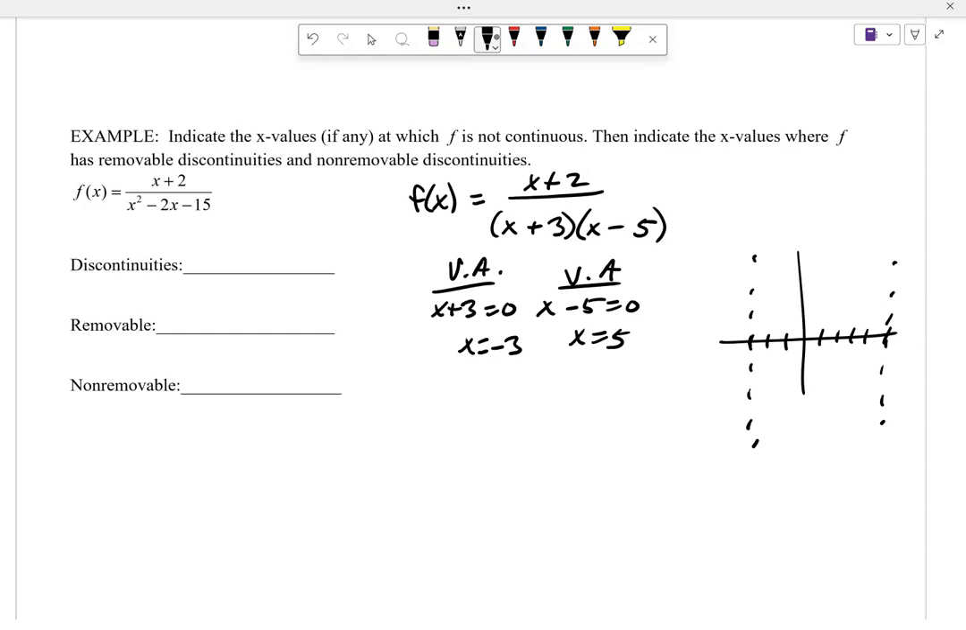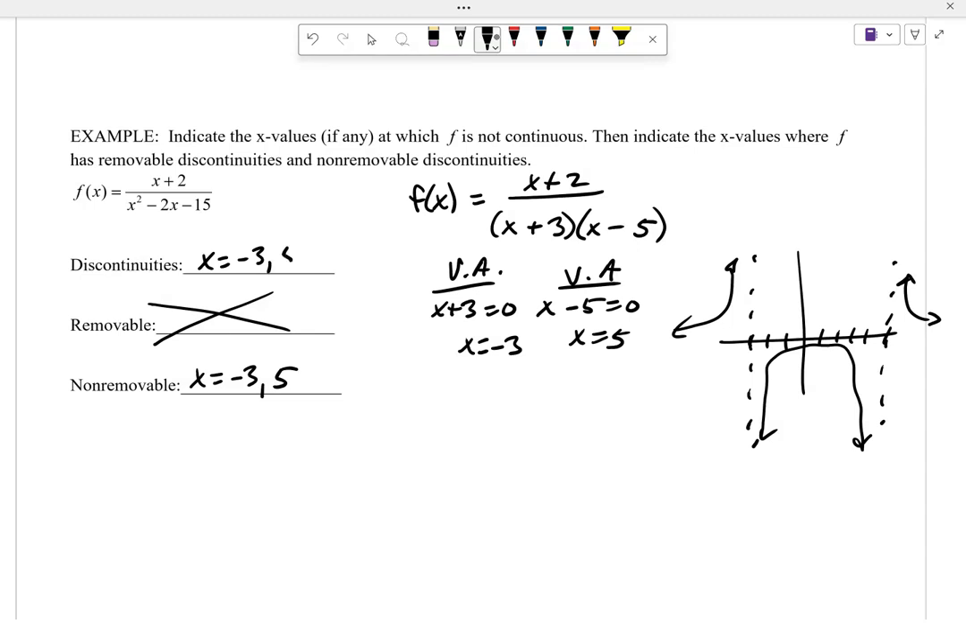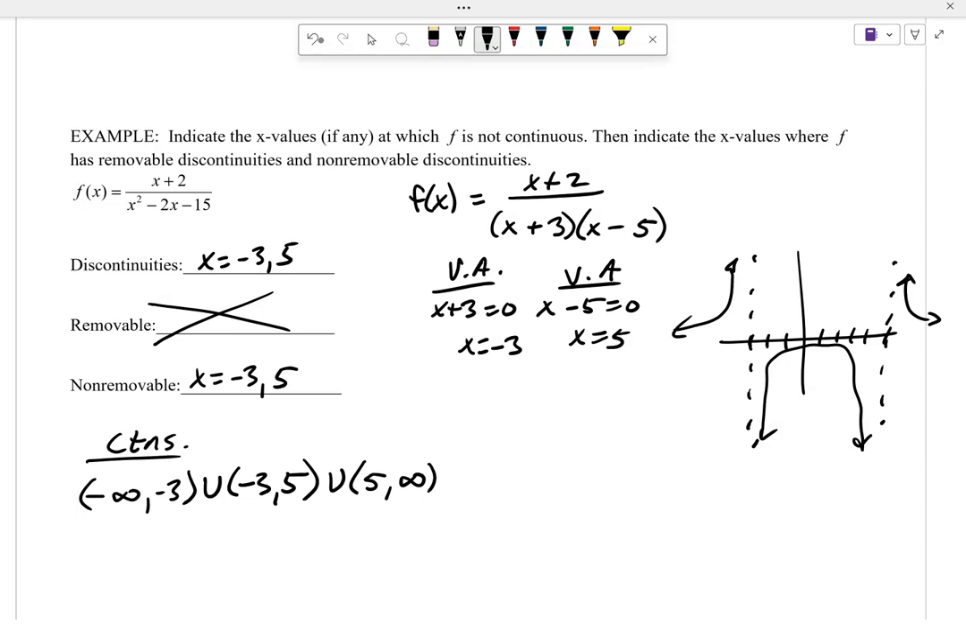If I was graphing a few, I don't know, I think it's something like this. If I remember right. I haven't plugged any values in, but the point is, those are non-removable. I don't have any removable holes, right? But those are where I'm discontinuous, both being non-removable. So if I was to define where this thing is continuous, well, from negative infinity up to negative 3, and then I have a break. I'm continuous between negative 3 and 5, and then I'm continuous after that. Due to our two vertical asymptotes.